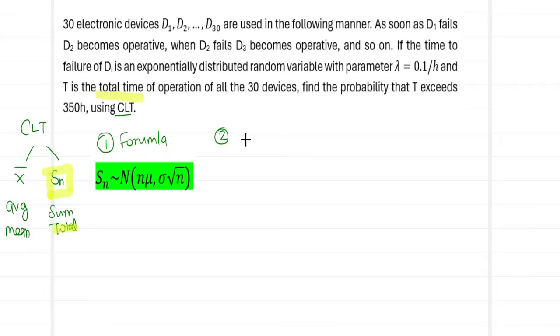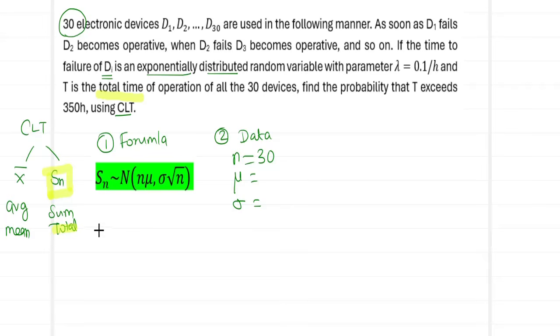Step number 2. Identify what the data requirements are. The data required are n, mu and sigma. From the problem, we know that the number of components taken for analysis is 30. Therefore, n equals 30. Now, the remaining two quantities to be discovered are mu and sigma. We don't have any direct information on mu and sigma, but we have been told that each of these Di follows what distribution? Exponential distribution.